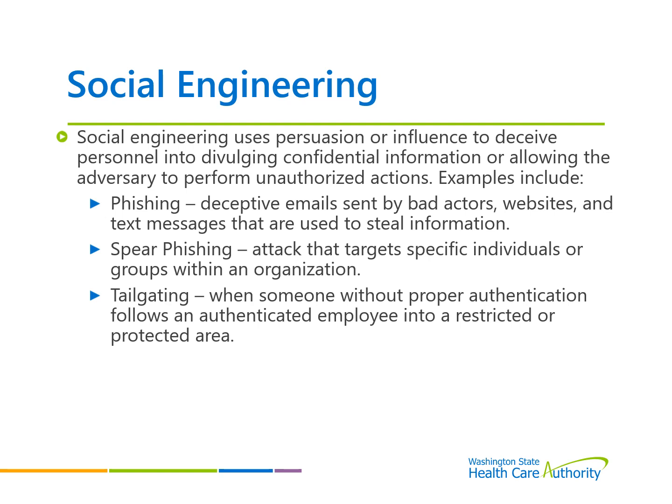Social engineering uses persuasion or influence to deceive personnel into divulging confidential information or allowing the adversary to perform unauthorized actions. Examples include phishing, which are deceptive emails sent by bad actors, websites, and text messages that are used to steal information. Spear phishing, which is an attack that targets specific individuals or groups within an organization. And tailgating, when someone without proper authentication follows an authenticated employee into a restricted or protected area.